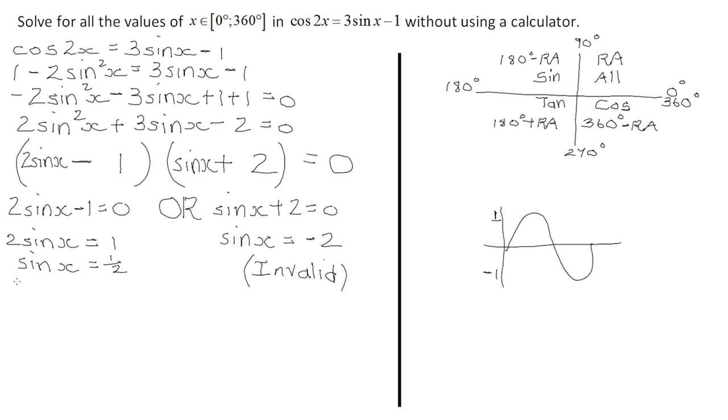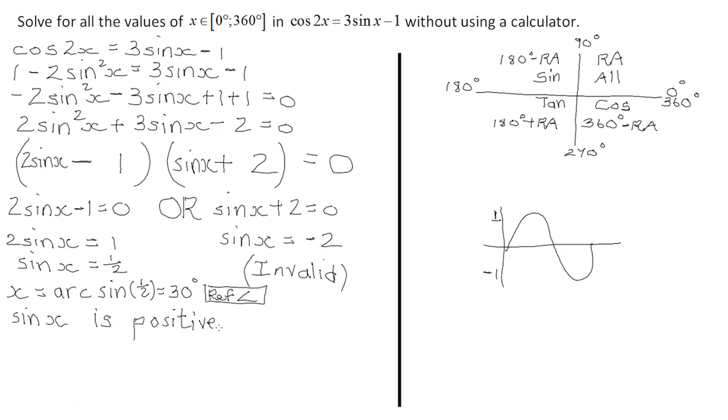So let's first find our reference angle. x is equal to arcsine of a half, and in that instance it is equal to 30 degrees. That is your reference angle, which is also the value for your first quadrant. You don't need to calculate it twice. But now, sine is also positive. It's good to note this and explain to the students where they get the other value.